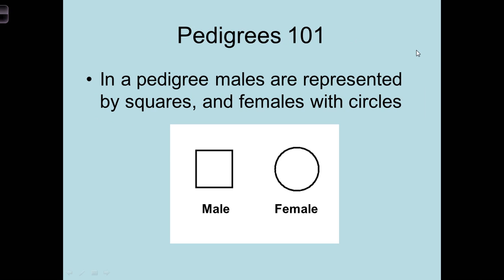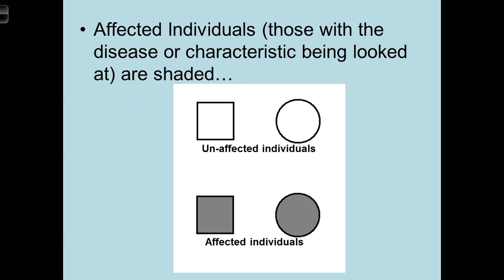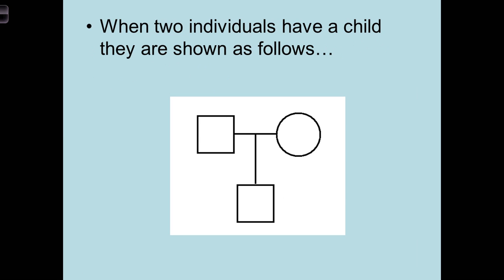So, in a pedigree, males are represented by squares, and circles are females. Simple. Affected individuals, those that have the disease or the characteristic we're interested in, are usually shaded in. So the normal or unaffected people are just left blank, and the affected individuals, those squares and circles, are coloured in. Now when two individuals have a child, it's shown like this, a line connecting the two together, and then a line coming down to their child.